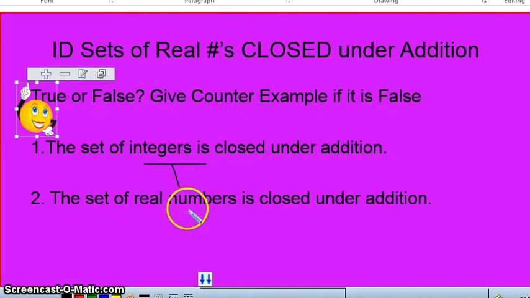The set of real numbers is closed under addition, meaning all real numbers, when you add them, will produce some other real number. Well, I'm sure you guys have been adding for quite some time, and anytime you add, you've probably never gotten an imaginary number, because you have to have an imaginary number to get one in your answer. So the set of real numbers is also closed under addition. That's true.